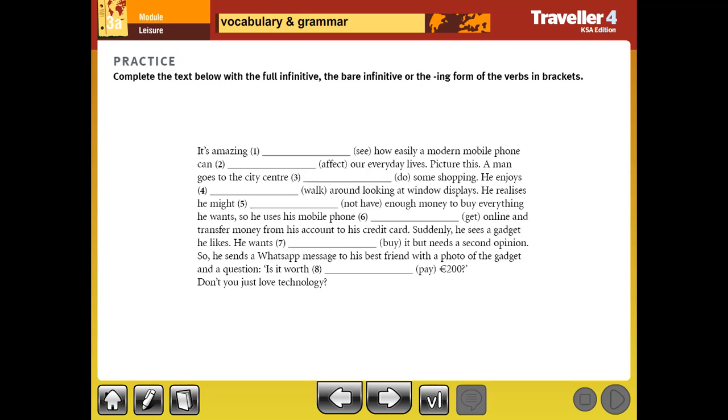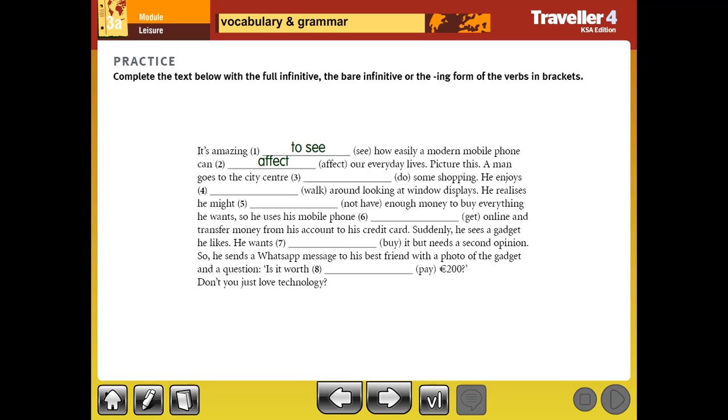It is amazing. طبعا amazing adjective صفة، والصفة يتبعها to زائد مصدر، فهتبقى it's amazing to see. لو رحت لنمبر 2 ايش بقول لي؟ A modern mobile phone can من الموديل فيربس، وقلنا can could will would may might must يتبعها infinitive مباشرة، يعني ما في تغيير في الفعل، اصل الفعل can affect.